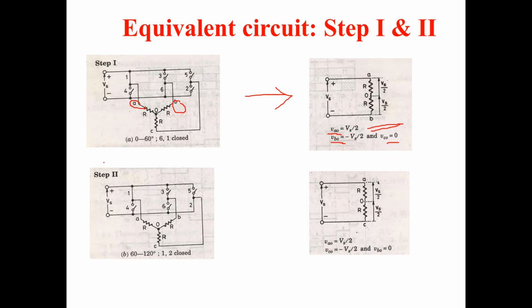Similarly, in step 2, for step 1 it is 0 to 60 degrees, and for step 2 it is 60 to 120 degrees. Thyristors 1 and 2 will be closed, or conduct. For step 2, the load voltage VA0 equals Vs by 2, VC0 equals minus Vs by 2, and B will not be conducting. This is your step 2.